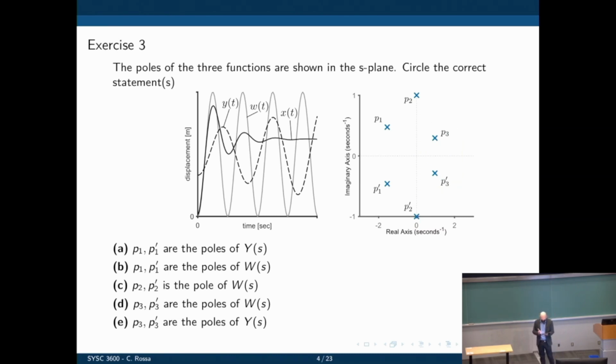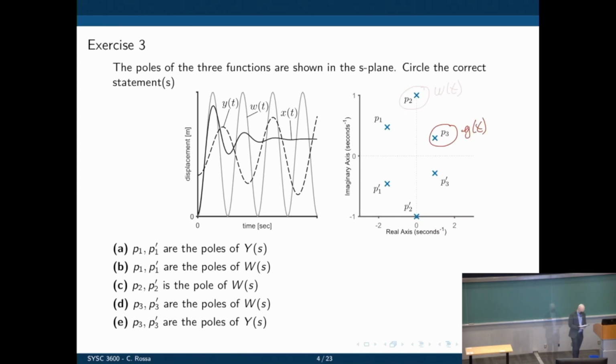If P3 was placed here, call that P4, what kind of signal would we see? Would we see a growing exponential waveform without any sinusoidal part, right? So P3 is indeed Y of t. So this is Y of t.